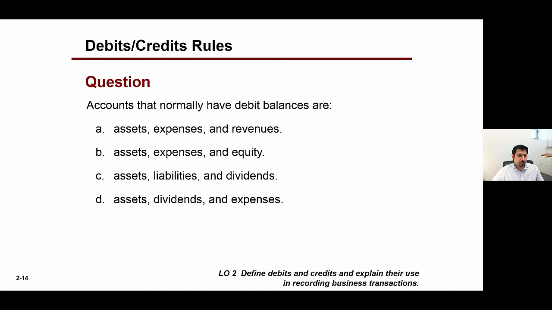Another question is, accounts that normally have debit balances are: assets, expenses, and revenues; assets, expenses, and equity; assets, liabilities, and dividends; assets, dividends, and expenses. And the right answer here is D. As you remember, those are the accounts that are on the left side. After we put all the elements in pluses, those will be the ones at the left side of the equation.